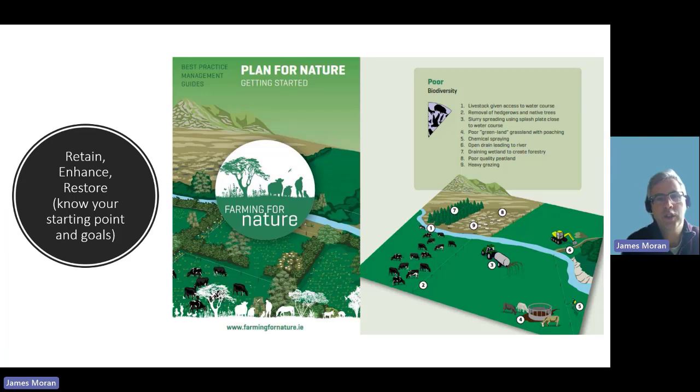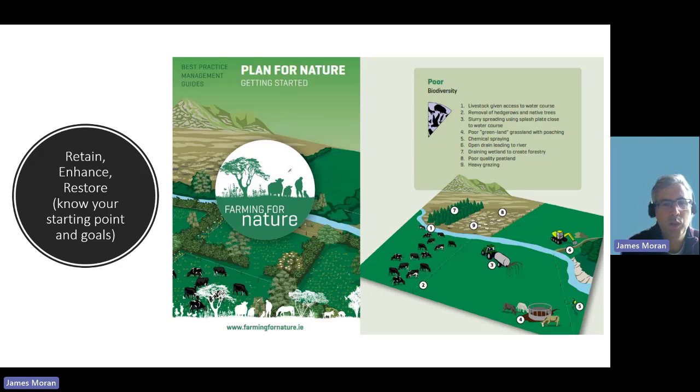In order to design results-based payment schemes, you must have a clear focus on what your starting point is and what goals you wish to achieve. A key principle when it comes to these is that you should retain what you have, enhance it and restore what has been lost. And I'm going to use the Farming for Nature illustrations to communicate the quality of a landscape, or the desired quality.